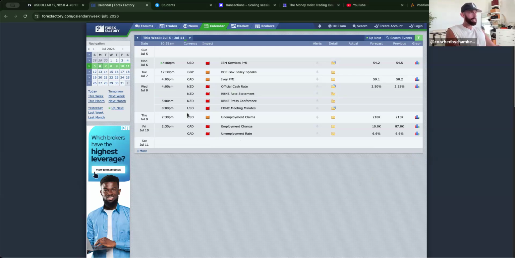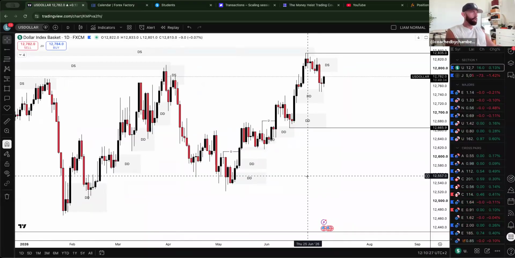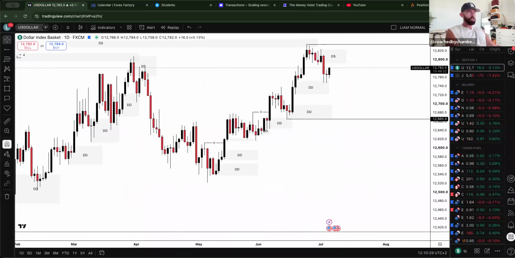So make sure, if you're trading, if you're placing trades actively every single day, you are checking some sort of news calendar. I obviously use Forex Factory, as you can see, just to know what is going on economically inside the currencies. Okay, let's get into the chart.